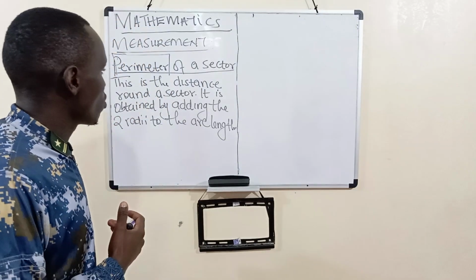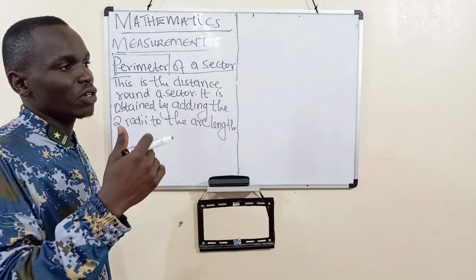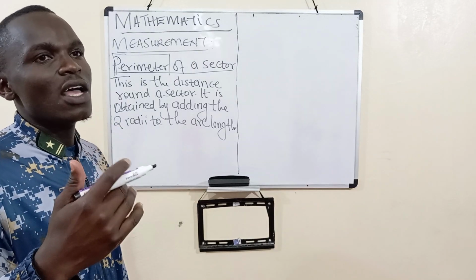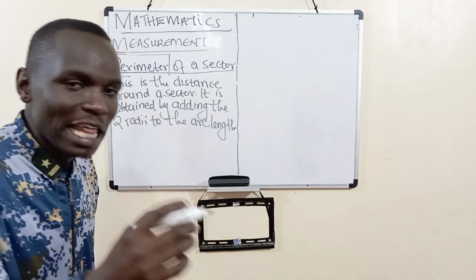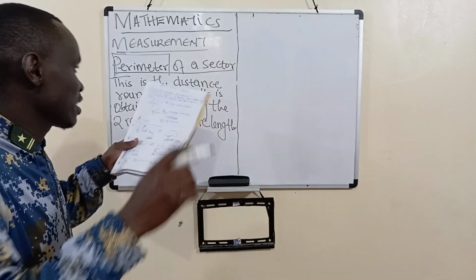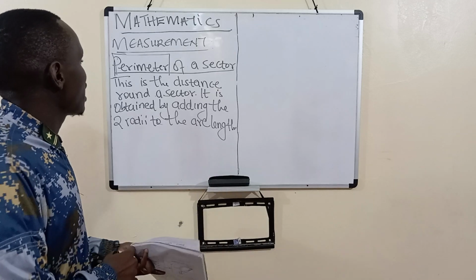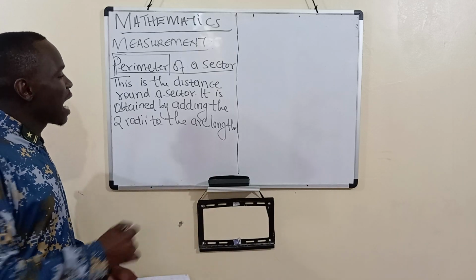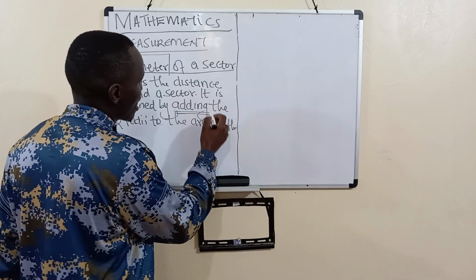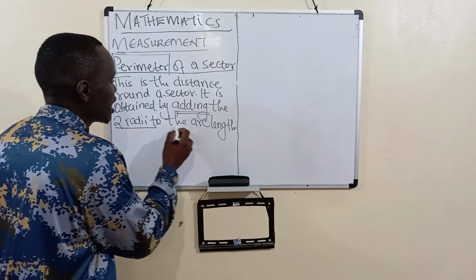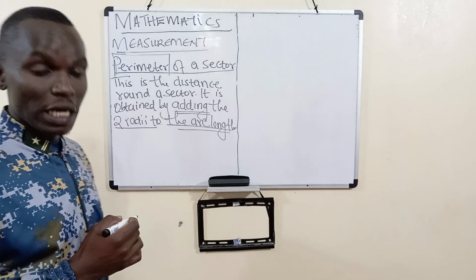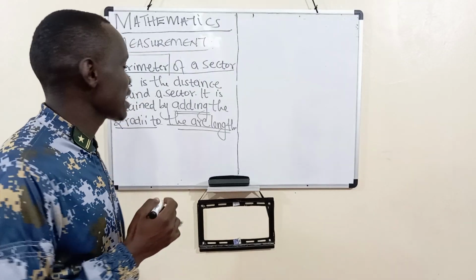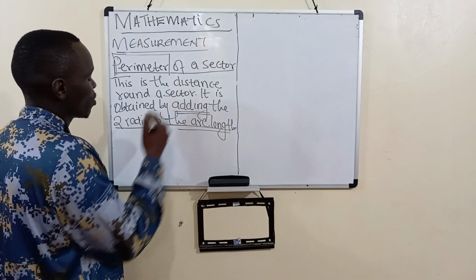Now, in this case, we want to talk about a sector. When we are talking about the perimeter of a sector, we are talking about the distance all around a sector. It is obtained by adding the two radii to the arc length. That is the most important thing.